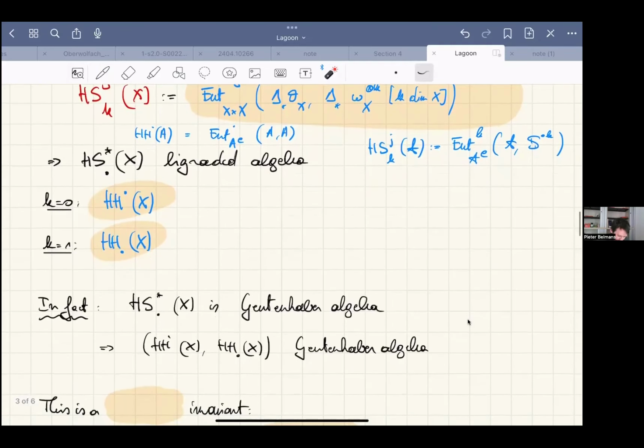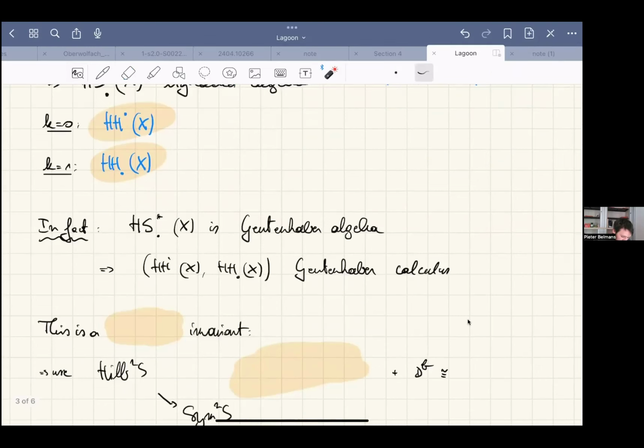And what one can show, or is in the process of being shown by Lie Fu and some collaborators, is how this thing is naturally a Gerstenhaber algebra. And this implies, for instance, that the pair Hochschild cohomology and Hochschild homology is a Gerstenhaber calculus. That was the wrong word there, Gerstenhaber calculus. So this thing and the additional structure on this Hochschild cohomology really encodes lots of interesting invariants of a variety or a DG category. And one can show that this is a derived invariant.